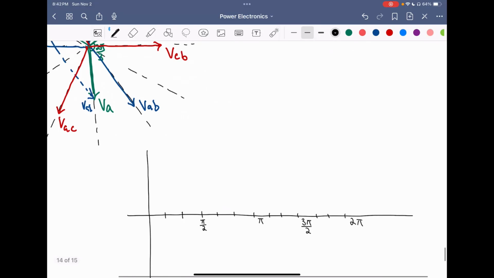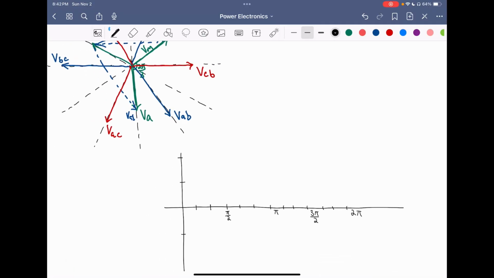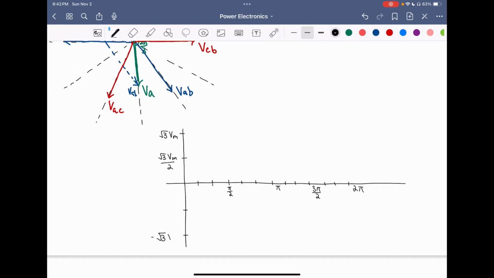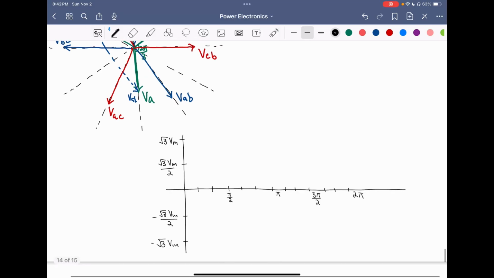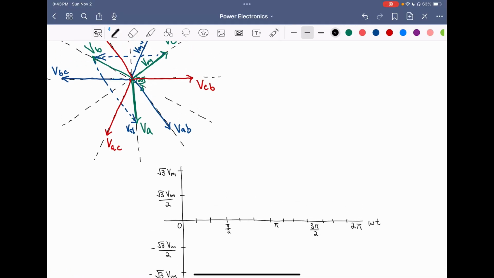And for our tick marks on the vertical axis, we're going to get one at 0.5 and one at 1. So this will likewise be the same on the negative side. So now we want to draw out, so if we have this is square root of 3 Vm, square root of 3 Vm over 2. And likewise, this is negative square root of 3 Vm and negative square root of 3 Vm over 2. This is our omega t axis. And this here is 0 in time and magnitude.